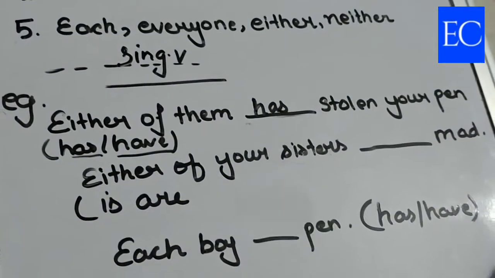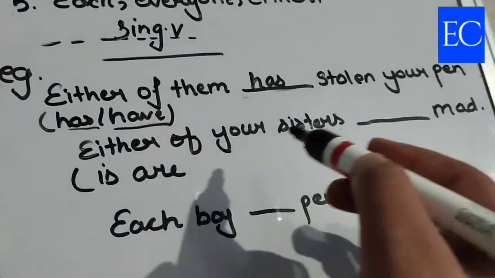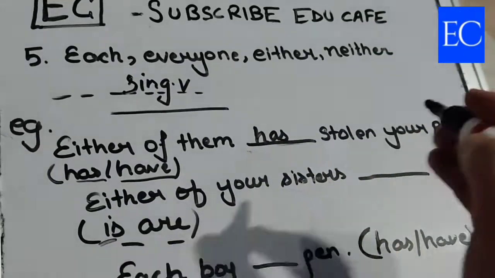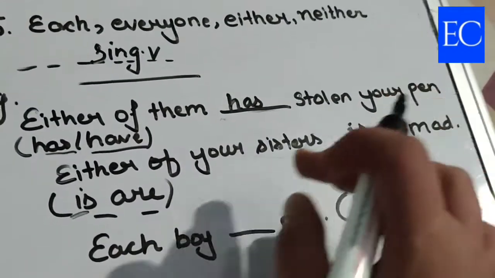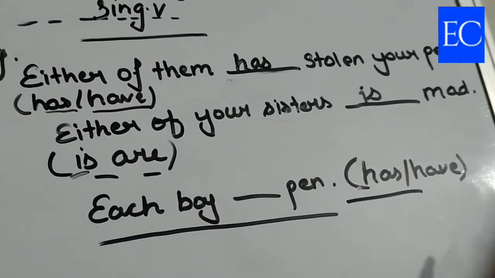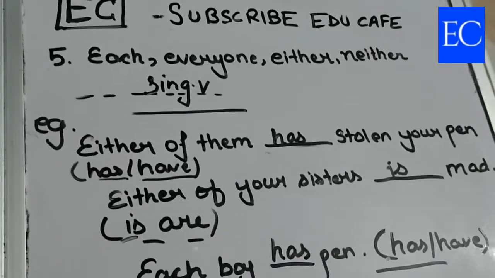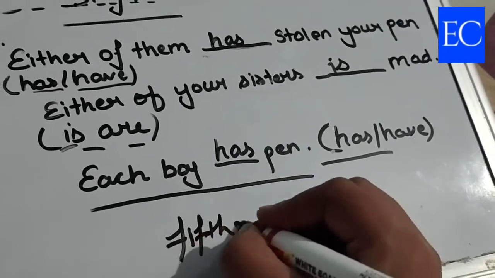Has is the correct one. Second one, either of your sisters dash mad. Is and are are the options. From this rule we can say that the singular one is the correct answer. Each boy has and have are the options dash pen. We have already studied, this will take a singular verb. This was the fifth rule.